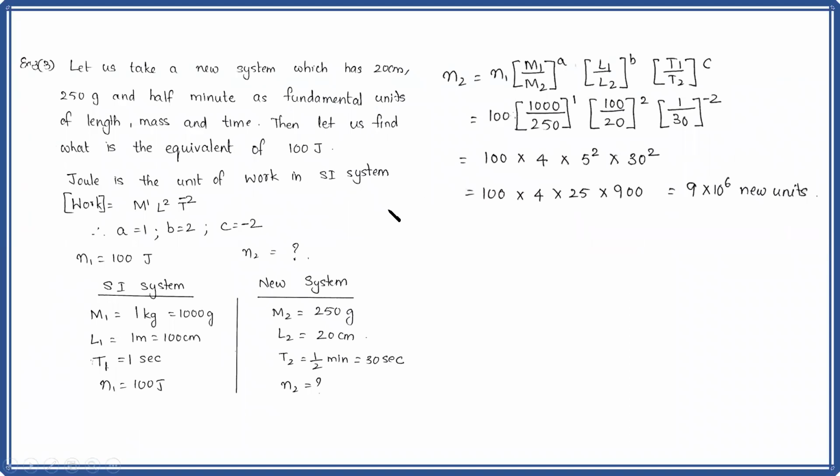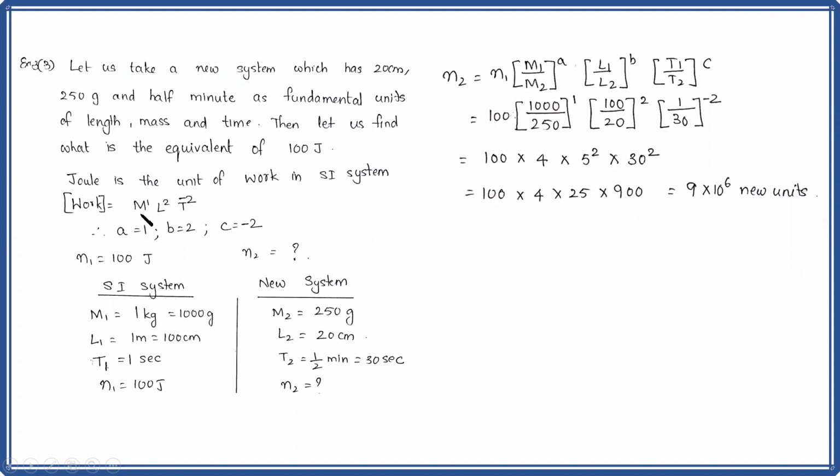I have also given one more example here, a third example. I hope you can go through it on your own, because it may take some more time. Here they have given a new system which has 220 centimeters, 250 grams, and half minute as fundamental units. Then let us find its equivalent of 100 joules. Joule is the unit of work in the SI system.